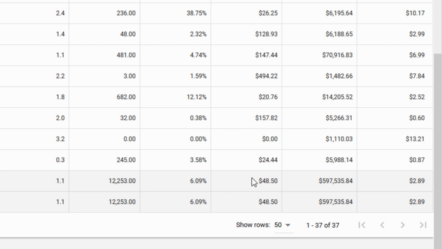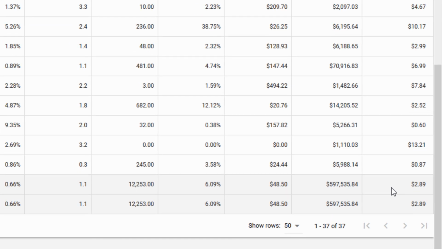So over this time period, the cost per conversion was $48.50. The average cost per click over this time period and across all these accounts was $2.89. And again, this is across many industries. Most of these advertisers are in the US.